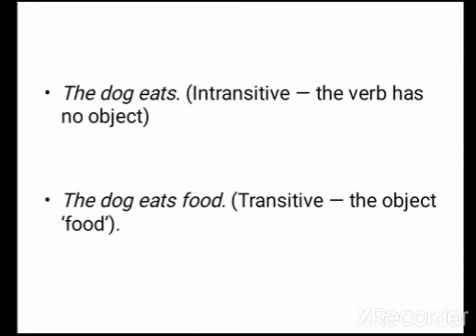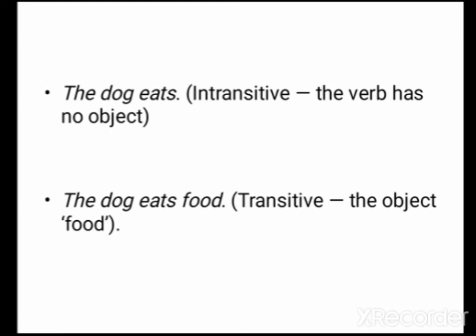Look into these examples. The dog eats. It's an intransitive verb. The verb has no object. That same sentence. The dog eats food. It is a transitive verb. So here, in order to understand whether it is transitive or intransitive, we can ask this question, what? If you want to identify a sentence whether it is intransitive or transitive, ask this question, what? What does the dog eat? Food. So here there is an object. So this is a transitive verb.